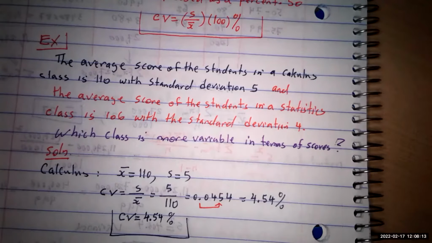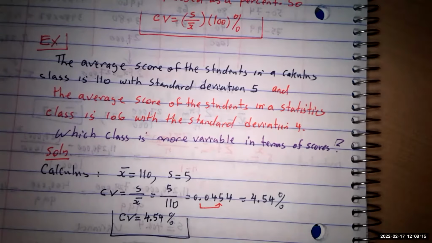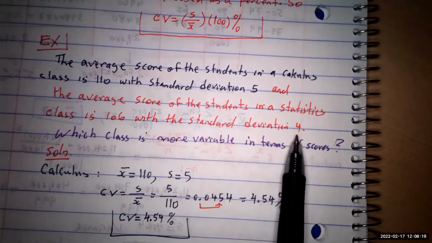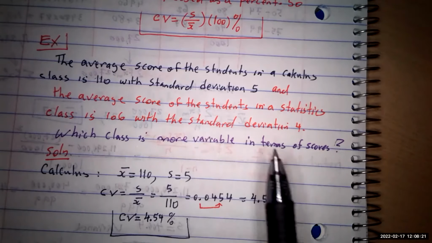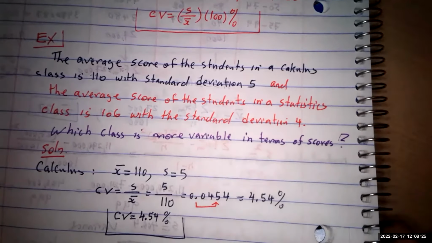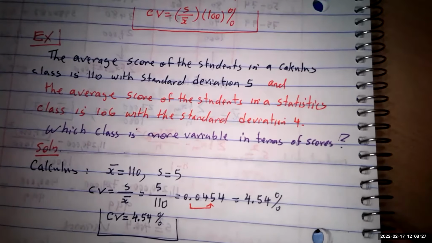Now we do statistics. Same thing: in the statistics class, the mean is 106 and the standard deviation is 4, so it's going to be 4 over 106, and then you compare them together. Do the same thing for the statistics class.